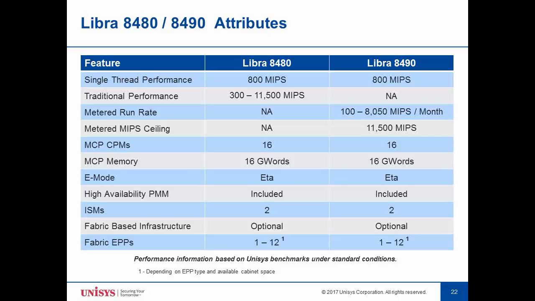Traditional performance of 300 MIPS up to 11,500 MIPS ceilings. Run rate, you can license up to 8,000 MIPS per system over the period of a month, and again, in a metered environment, the ceiling is set at 11,500. 16 CPMs in this environment and 16 gigawords of available MCP memory. The rest of the capabilities are fairly much the same, the levels of resiliency that you'd expect, and the options for the fabric-based infrastructure.